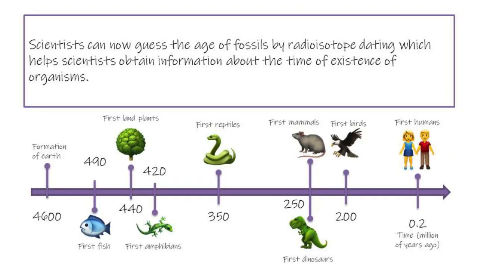Scientists can now guess the age of fossils by radioisotope dating, which helps scientists obtain information about the time of existence of organisms. Here, we show the timeline and periods of which different groups of organisms first appear on Earth.